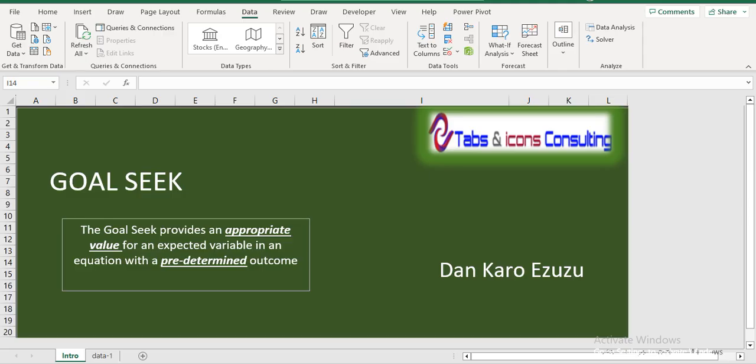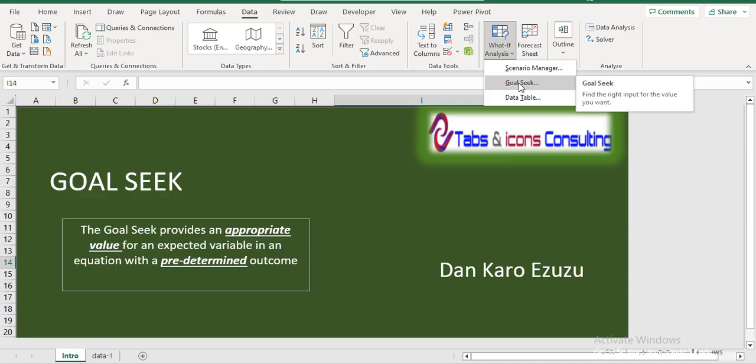In today's video, we're going to look at the GoSeek command. The GoSeek command appears under the Data tab. If you click on the Data tab, you see a group called Forecast. On top of that group, you see the What If analysis. If you click on the drop down there are three very important menus there. We're going to use the GoSeek command.